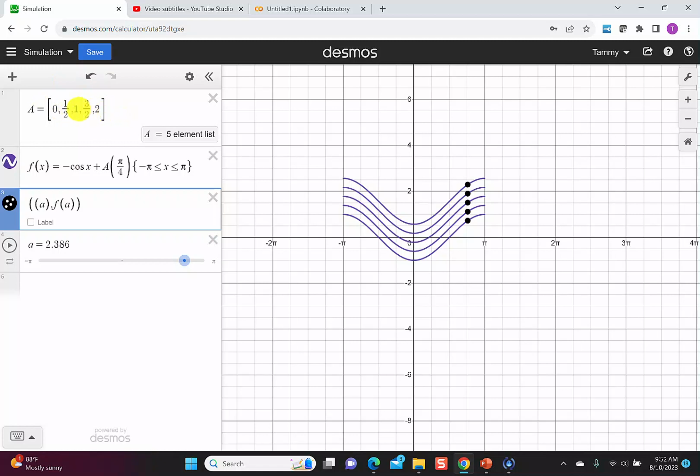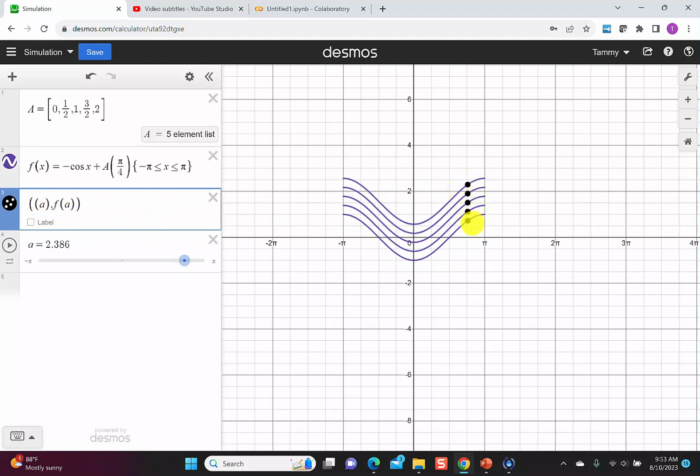That could be something that you do to change it. I did negative. Maybe you want to change it to positive. Maybe you want to add some kind of amplitude here. I did do a restricted domain, negative pi to pi, because I just wanted to see this period happening here. This a, f of a, those are the points, right?